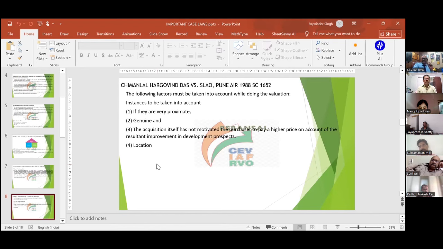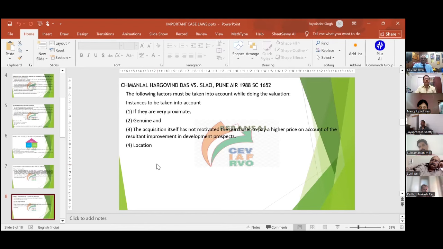Why not only 1 lakh rupees? Why not 99,999 and why not 1,10,000? At that time you will have to see, number one, that they are very proximate, they are genuine, and they are themselves not motivated to pay a higher price on account of the resultant improvement in development aspects and location. You have to keep these four things with you to defend yourself, regarding what the basis is for the per unit rate you have quoted.